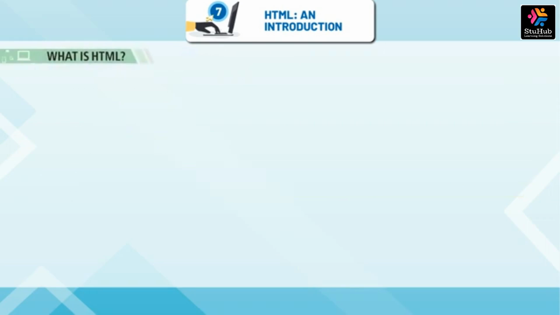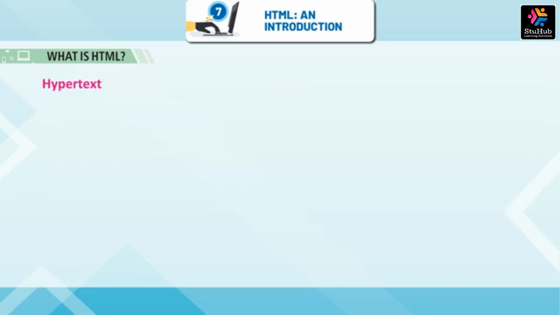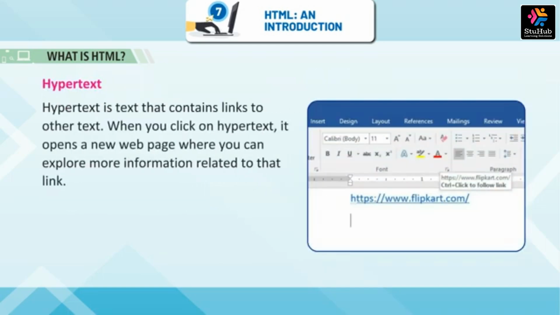What is HTML? HTML stands for Hypertext Markup Language. It is a standard markup language used to create web pages. It is used to structure content on websites by defining the layout and formatting, and to include various media elements such as images, videos, and links. Hypertext. Hypertext is text that contains links to other text. When you click on hypertext, it opens a new web page where you can explore more information related to that link.